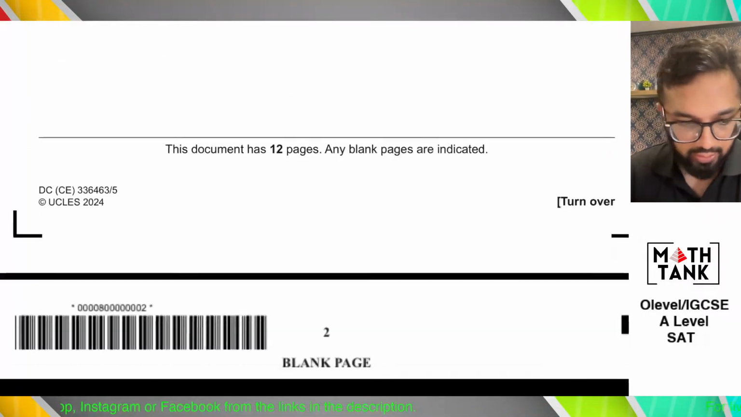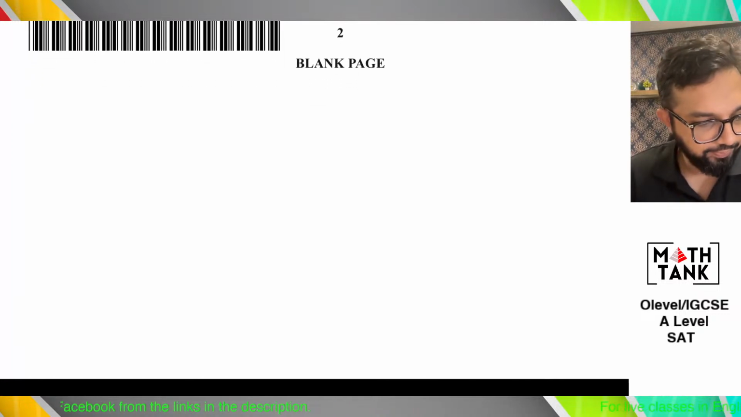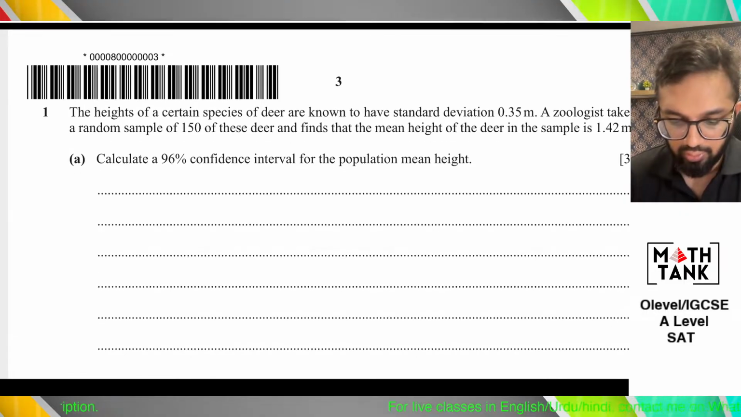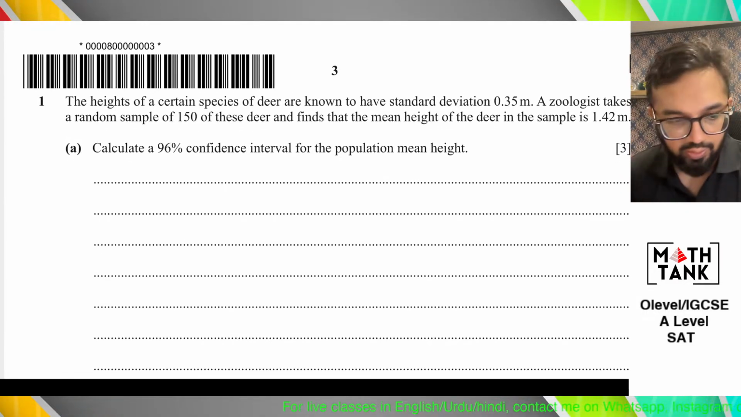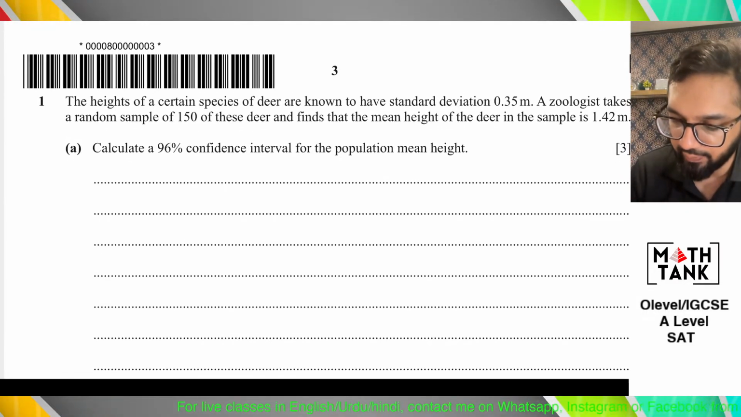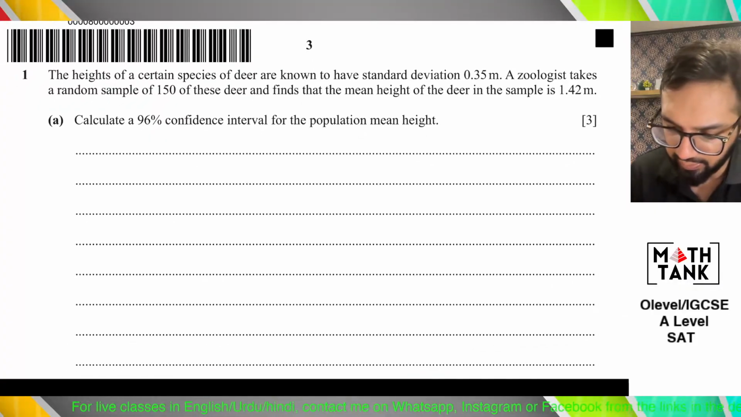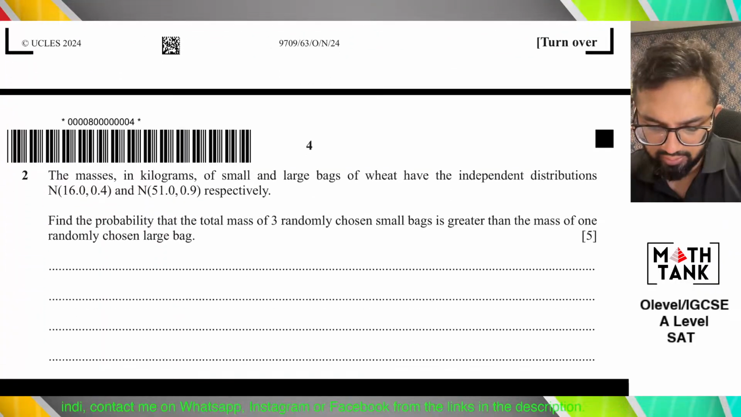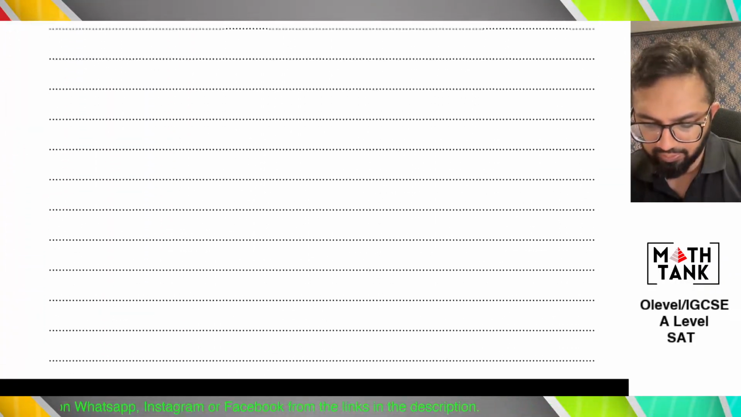Okay, so starting with the first question. It says the heights of certain species of deer are known to have a standard deviation of 0.35. A zoologist takes a random sample of 150 of these deer and finds that the mean height is this. I think this is the same paper as the one before.